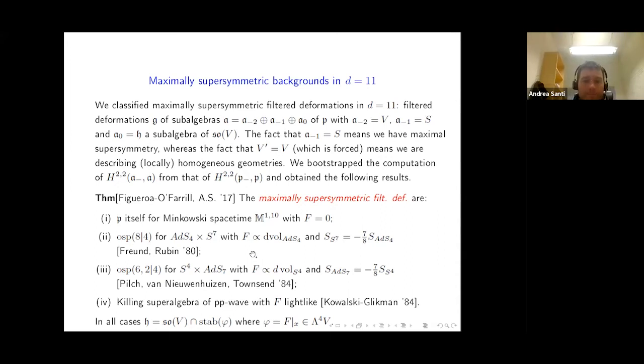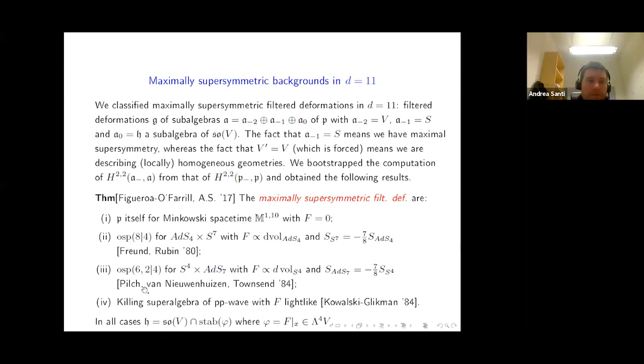Okay, if F is Euclidean, so the four plane it defines is Euclidean, then you arrive at another Freund-Rubin type solution, discovered some years later by Pilch, van Nieuwenhuizen, and Townsend. And it's the mirror of what we had before. So it's S4 cross AdS7. You still have a similar relation between the scalar curvatures of the two factors, and the four form is proportional to the volume of the S4.